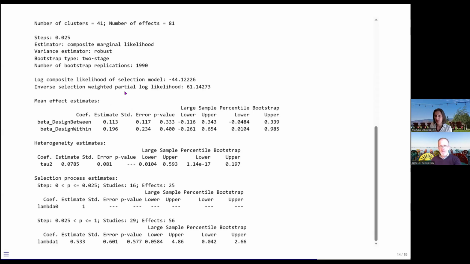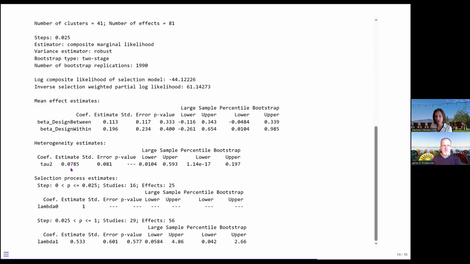So now looking at the output, what we see are the estimates for our study designs. For our within the subject study design, our estimate is roughly 0.11, which is 40% smaller than the unadjusted estimate we saw previously, which was 0.19. For the within study design, the estimate is about 0.20, which is 28% smaller than the unadjusted estimate of 0.27.